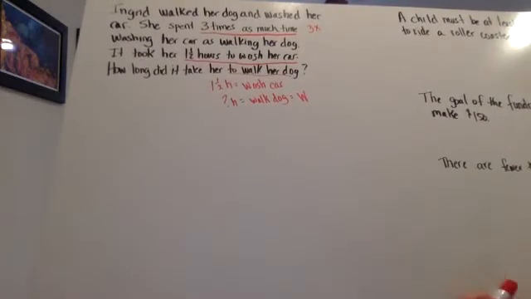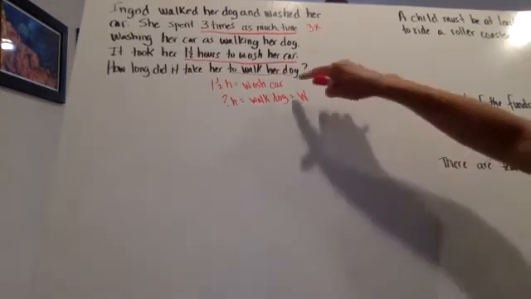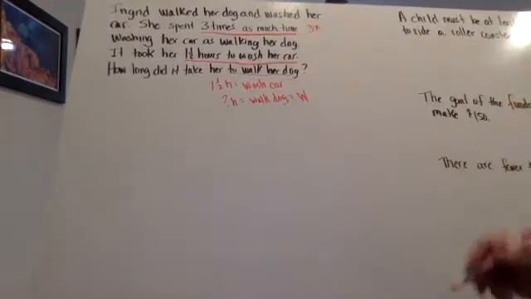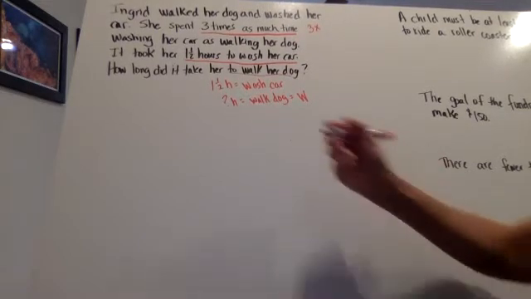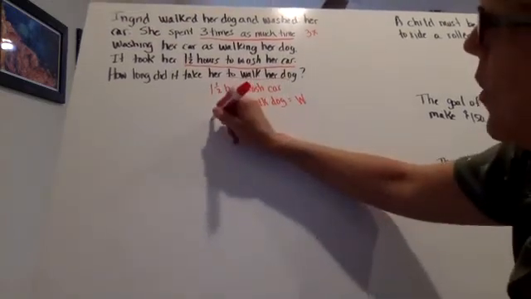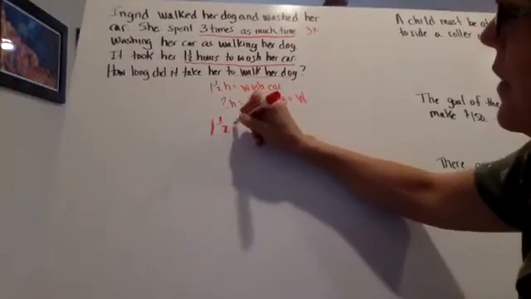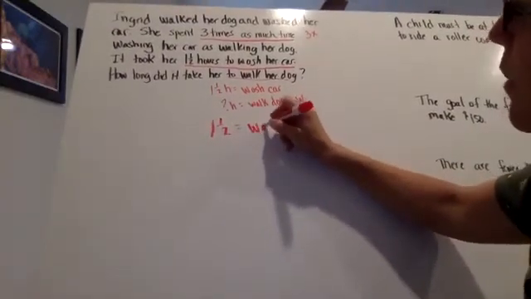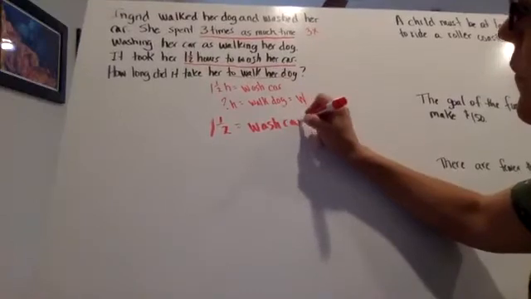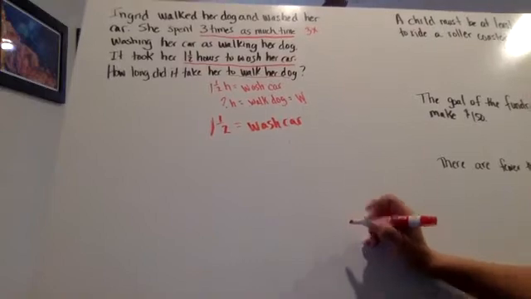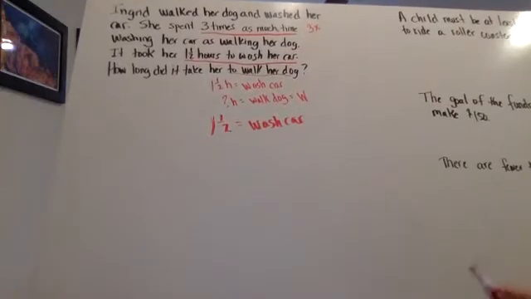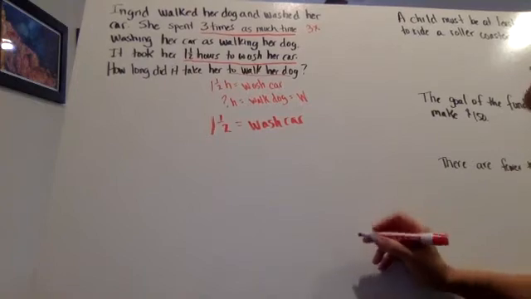So now I know whenever I find W, it's going to be walking the dog. All right, so now I'm looking for relationships between washing cars and walking dogs that I can use to write an equation. What do I know about her washing a car and walking a dog? She spent 1.5 hours washing the car. Okay, so 1.5 equals washing the car. What else do I know about washing the car? She spent 3 times as much time washing the car as walking her dog. Let's key into this relation.